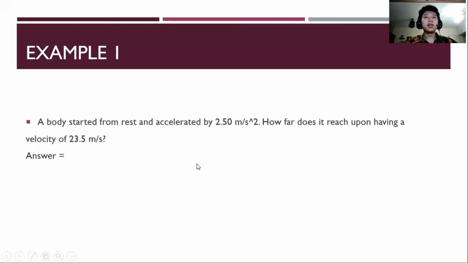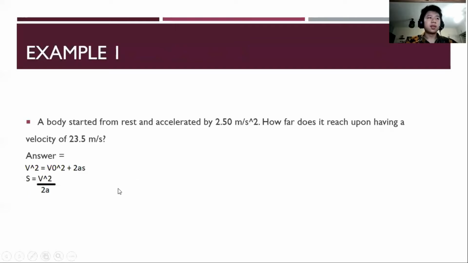What formula can we use? We can use the second formula, which is V squared equals V0 squared plus 2AS. Now what it asks is for the distance, which is S. So since V0 squared is 0, we can just take it off. So we are left with V squared equals 2AS.